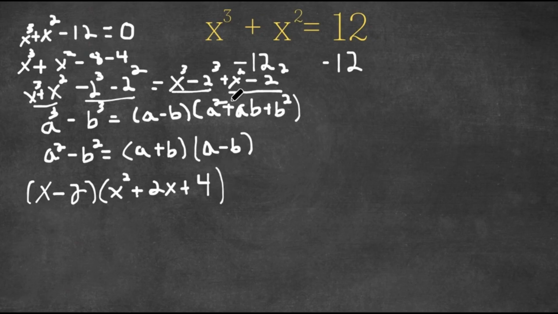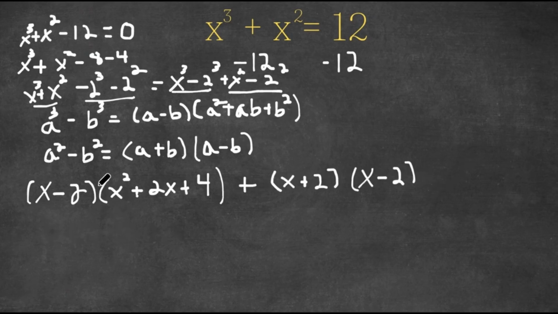Now for a squared minus b squared, so for x squared minus 2 squared, we have x plus 2 times x minus 2. And these two we're actually adding.